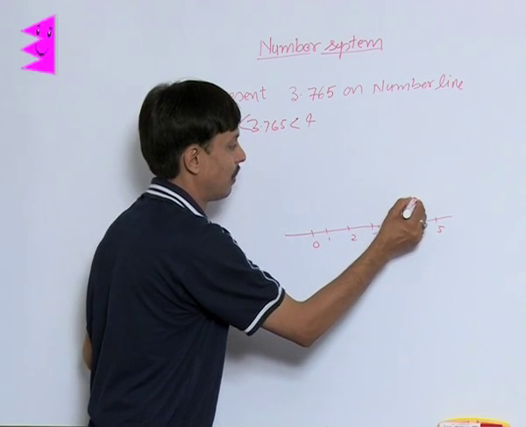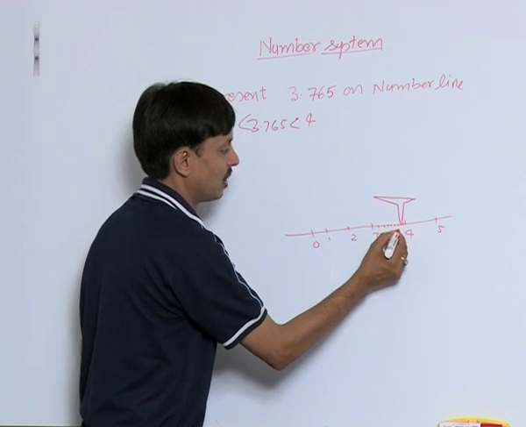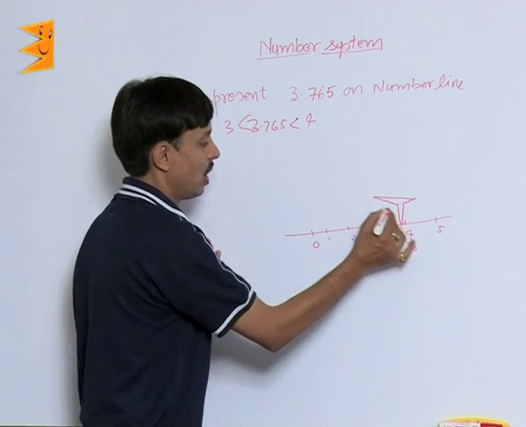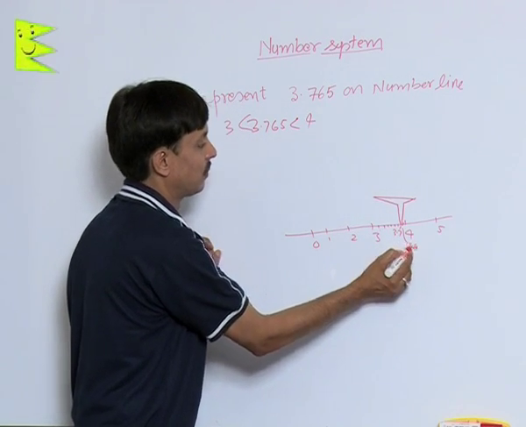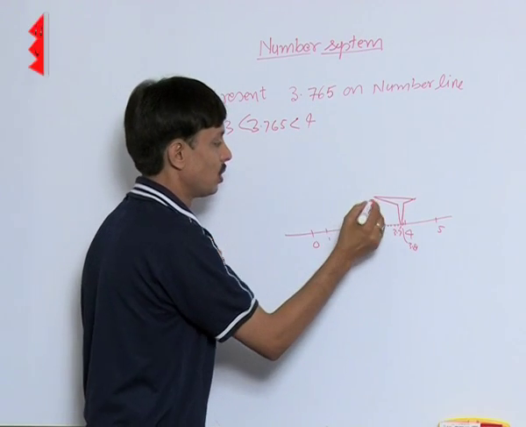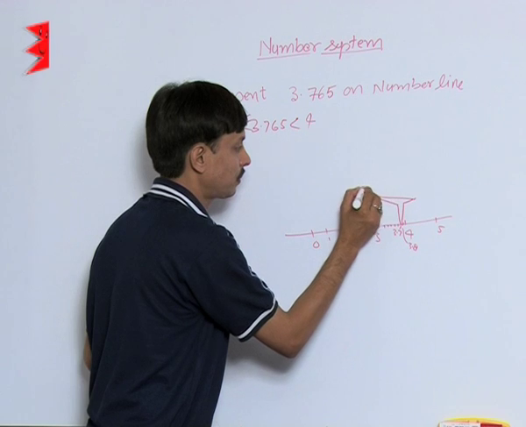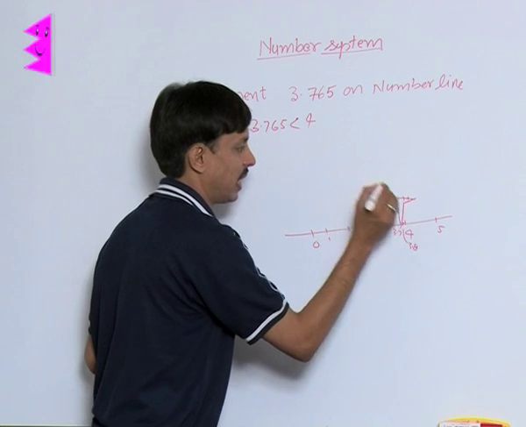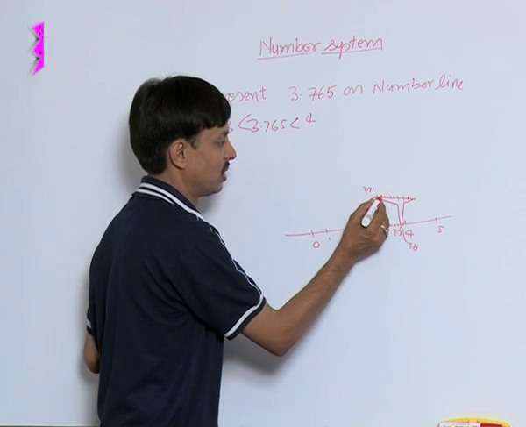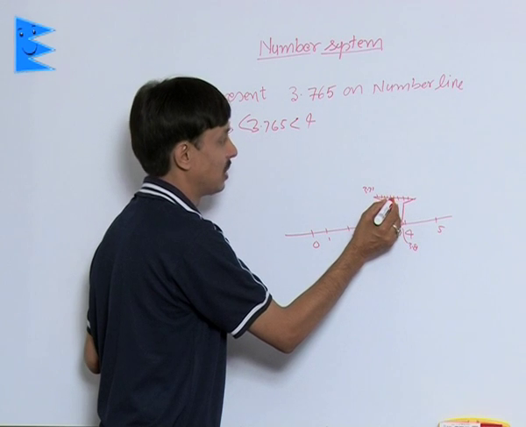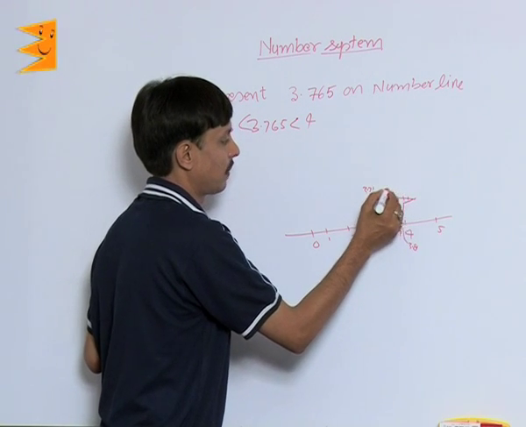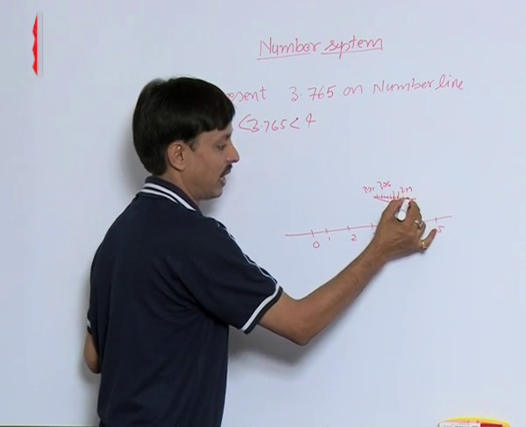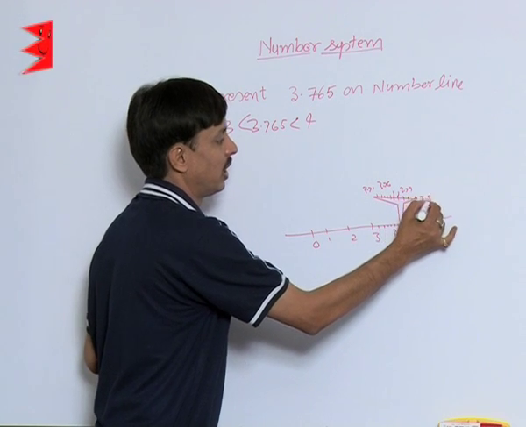I am taking here and I am going to magnify it. This is 3.7 and this is 3.8. Between these two, 3.76 lies. So this I am taking as 3.7, 1, 2, 3, 4, 5, 6, 7, 8, 9. That is 3.71, 72, 73, 74, 75, 76. This is 3.76 and this is 3.77, 3.78, 79 and this last is 3.8.